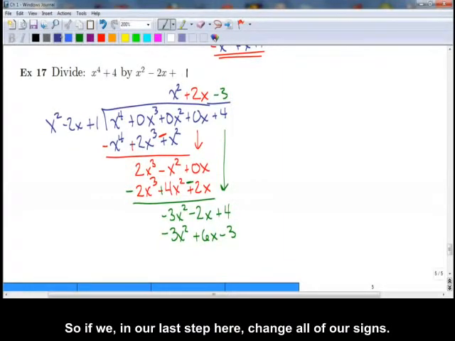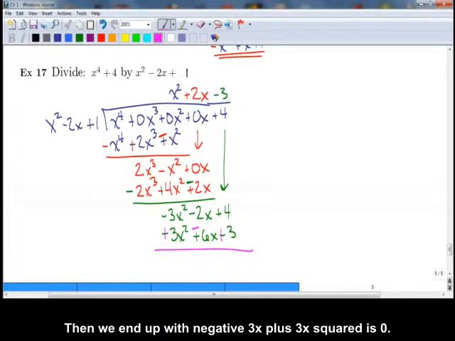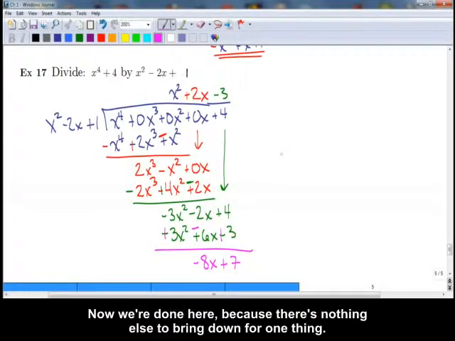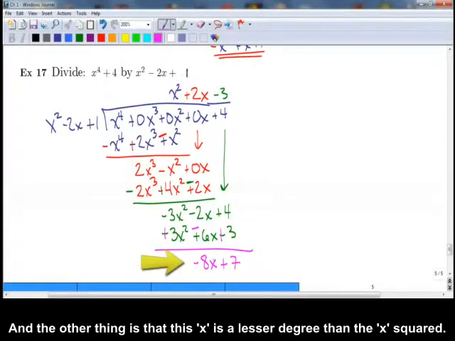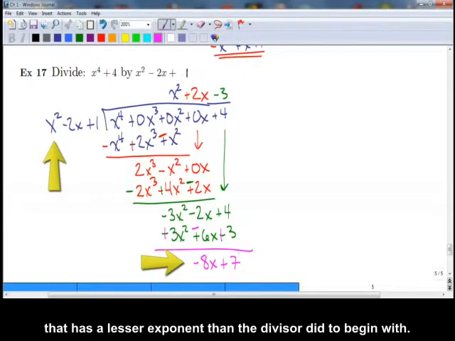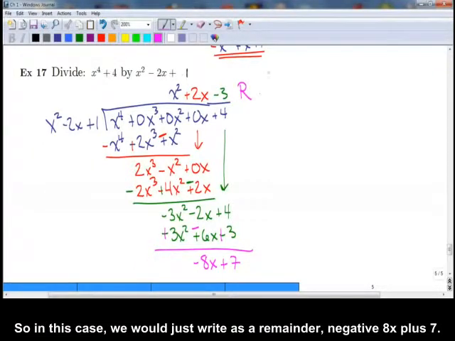So if we do our last step here, change all of our signs, then we end up with negative 3x plus 3x squared is 0, negative 2x minus 6x is negative 8x, and 4 plus 3 is 7. Now we're done here because there's nothing else to bring down for one thing, and the other thing is that this x is a lesser degree than the x squared. So we always want to have an expression down here that has a lesser exponent than the divisor did to begin with. So in this case, we would just write it as a remainder, negative 8x plus 7.